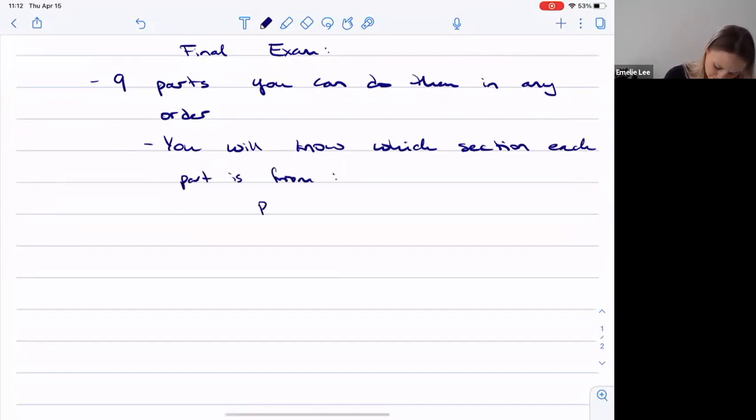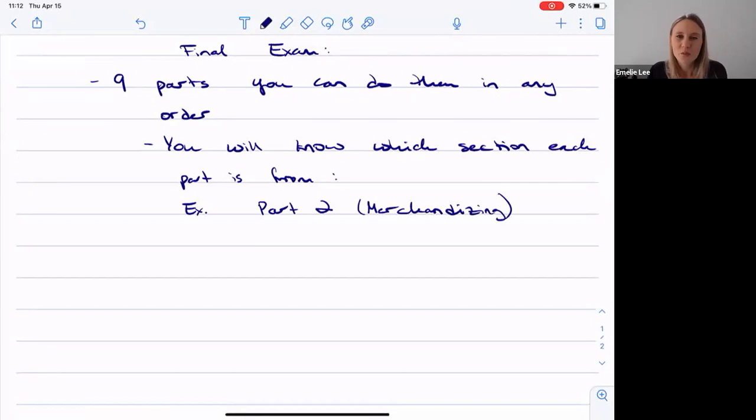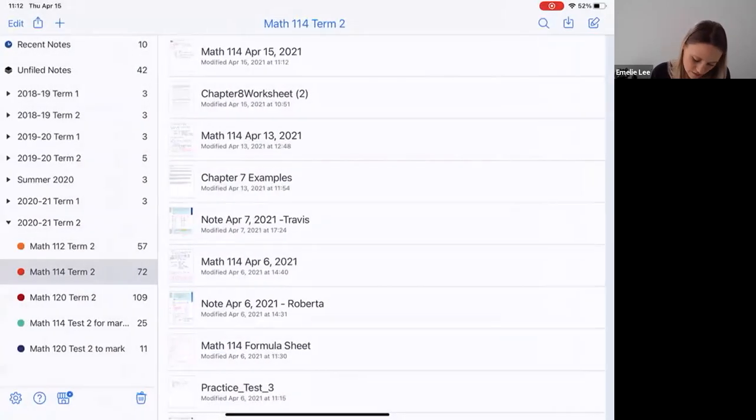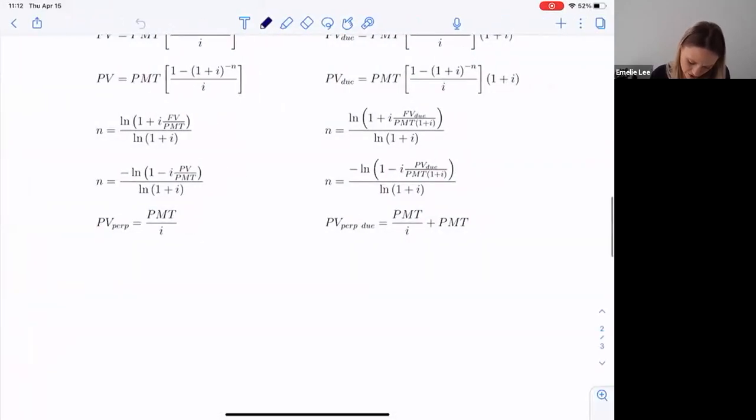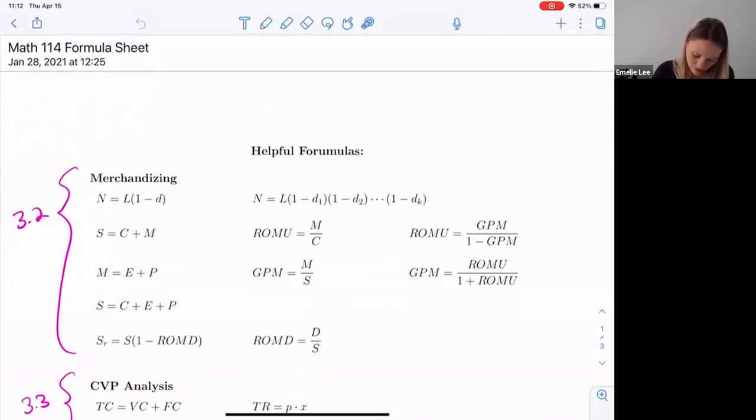For example, it'll say kind of part 2, maybe it'll say merchandising, which means what? In terms of our formula sheet, right? Where's our formula sheet? Merchandising is way up here at the top, right? So it'll be using this section of the formula sheet, right? You don't want to look anywhere else, right? So there's going to be a merchandising section, a CVP analysis section.